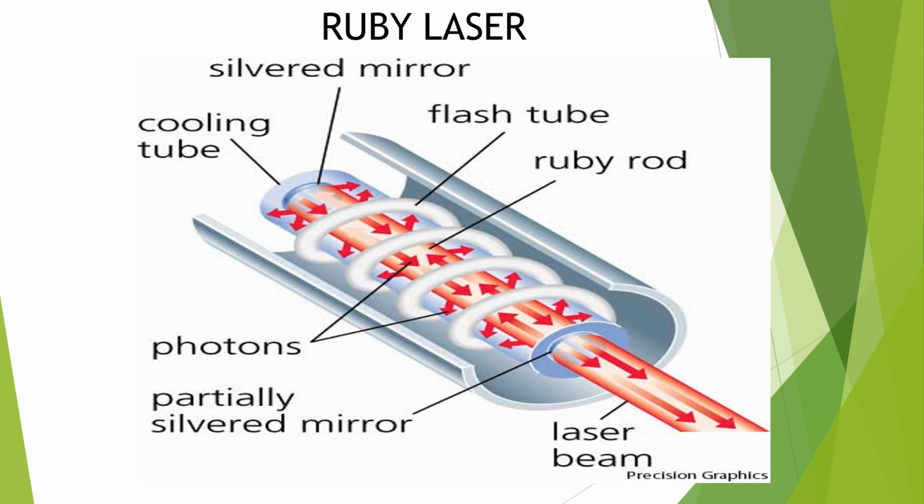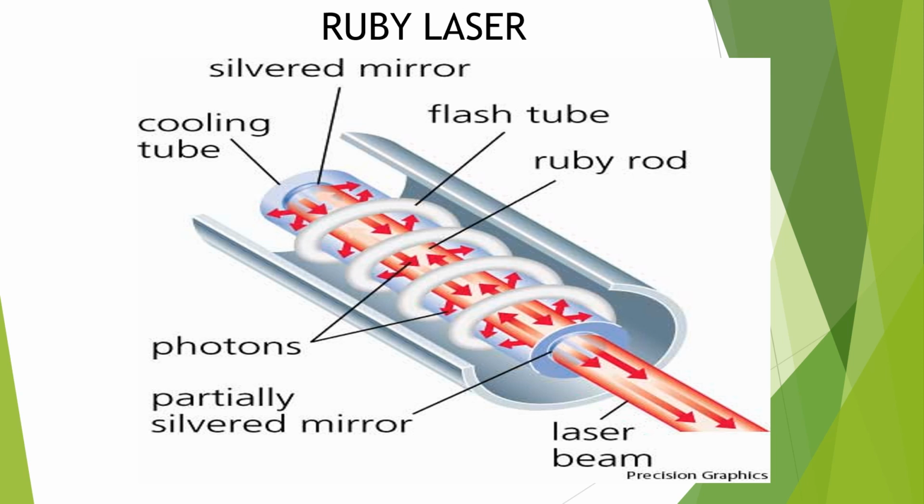Since this ruby is very expensive, this crystal laser is very expensive. It has some drawbacks also, because it gets heated and cracked, since the flash which is produced by the xenon gas and the chromium ion is going to absorb only two wavelengths, that is a wavelength corresponding to the blue light and corresponding to the green light.